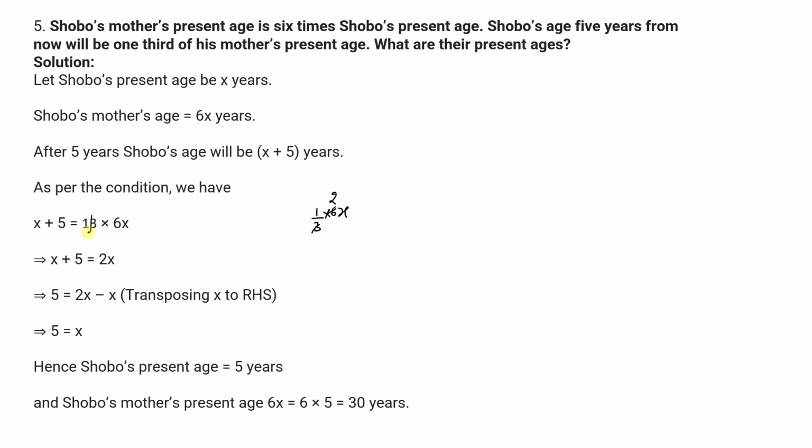So x plus 5 will be equal to 1 by 3 into 6x. So x plus 5 is equal to 2x. So 5 is equal to, transpose x from LHS to RHS, it becomes 2x minus x. Therefore, x is equal to 5. Hence, Shobo's present age is 5 years and his mother's present age is 6x. So, 6 into 5 is 30 years.